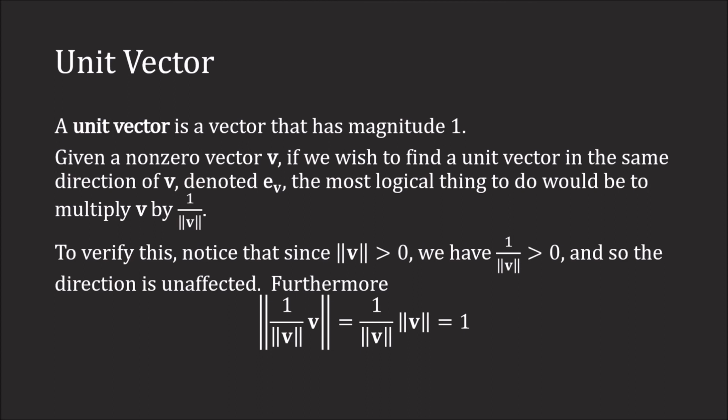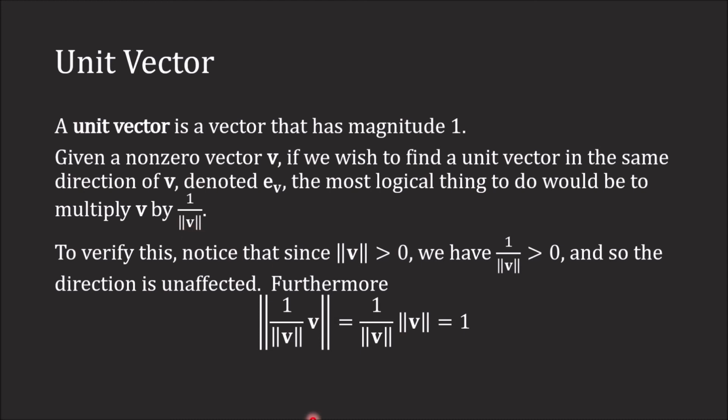Now notice that the magnitude of v is always going to be greater than 0 because v itself is a non-zero vector. It is left to the viewer to show that the only vector with magnitude 0 is the 0 vector. So we would have that 1 over the magnitude of v is greater than 0. So the direction is unaffected. So by multiplying the vector by 1 over its norm, its magnitude, we don't change the direction.